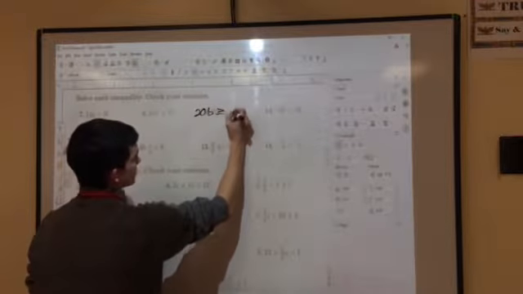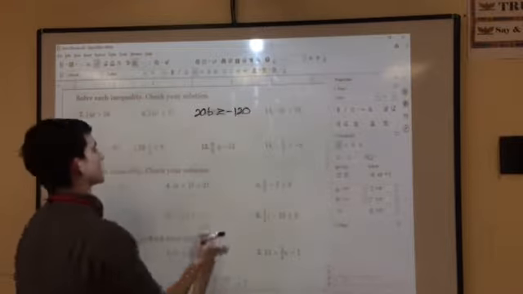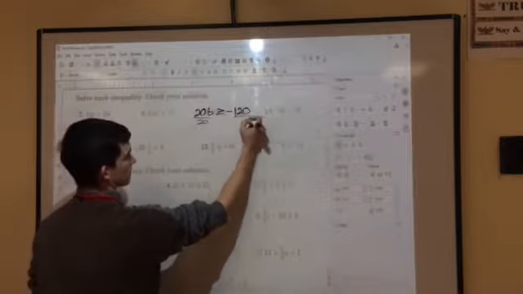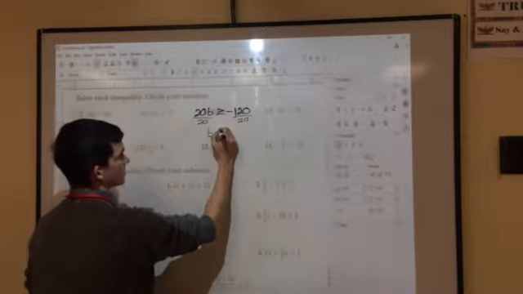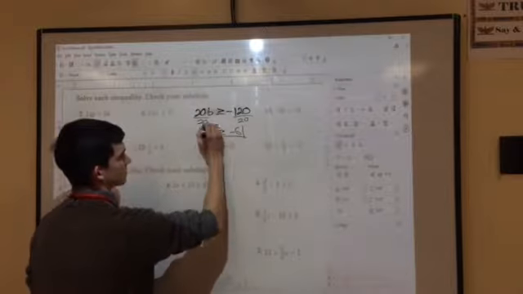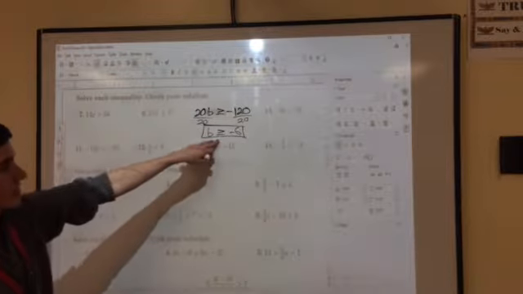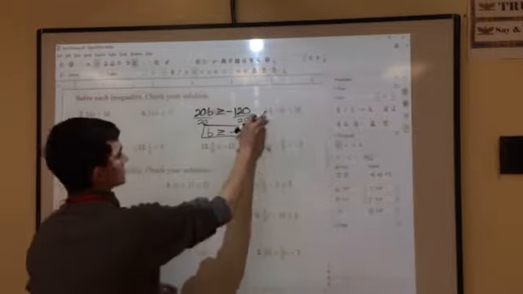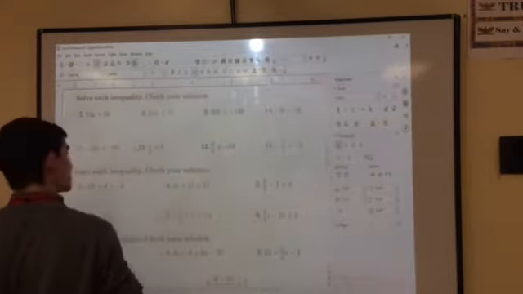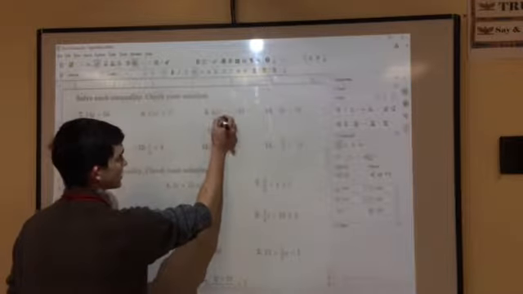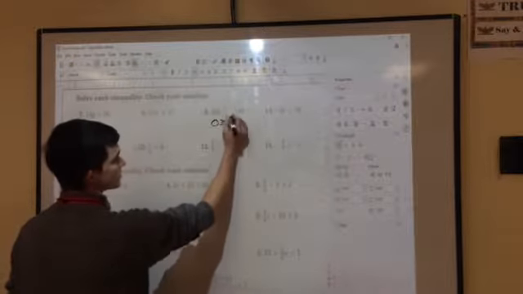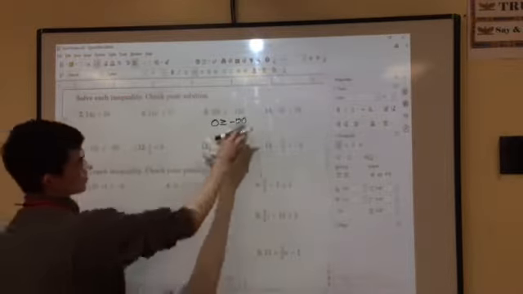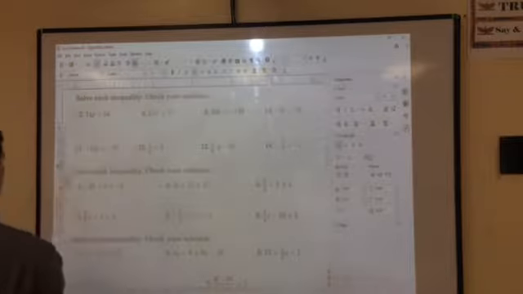Okay. On this one, 20b is greater than or equal to negative 120. So to solve for b, I'm going to divide by 20. So b is greater than or equal to negative 6. Now you can check that by picking any number that's bigger than negative 6, like 0, and plugging it into this. 0 is bigger than negative 6, so let's see real quick. If I plug 0 in here, that would be 20 times 0, which is 0, is greater than or equal to negative 120. And that is a true statement. So there's just another example of checking your work.